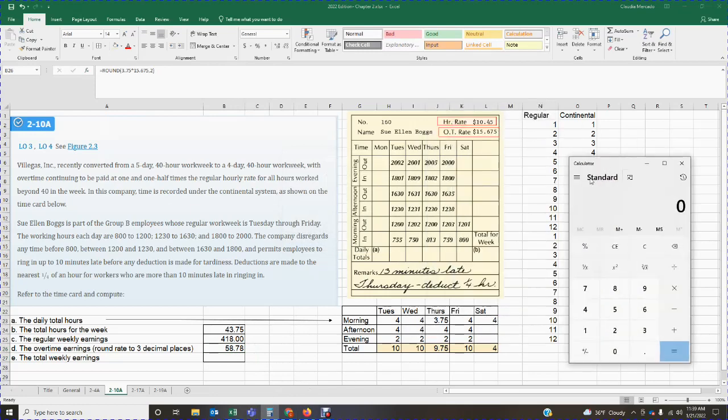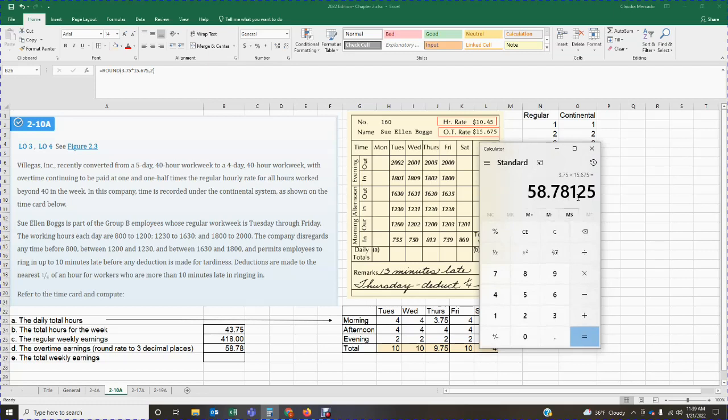What did we do? Well, we got overtime hours. We have 3.75 overtime hours. My rate is 15.675. That gives me 58.78125. You look at that third digit, that's a 1. Because it's a 1, we're going to keep it at 58.78. If that number would have been a 5 or greater, then we would have rounded up. But that's not the case, so we keep it at 58.78.